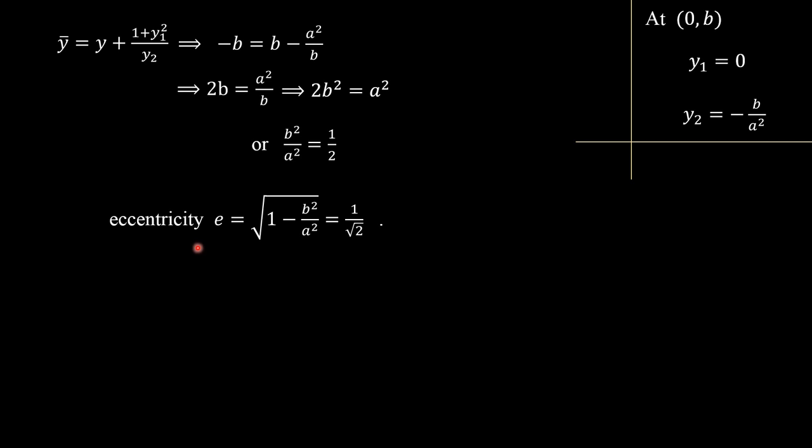Therefore, the eccentricity of the ellipse is given by the formula e = √(1 - b²/a²). Just substitute the value of b²/a² over here. So it is √(1 - 1/2), that is nothing but 1/√2. Hence the proof. Thank you.